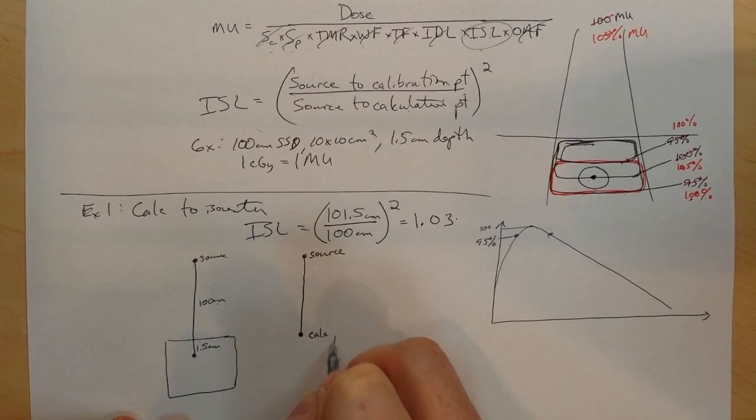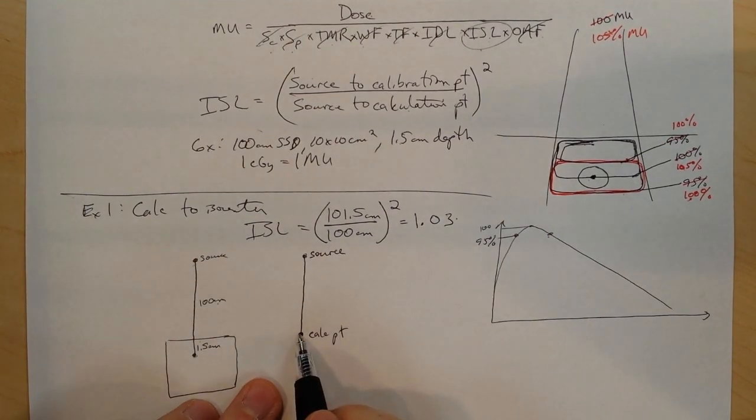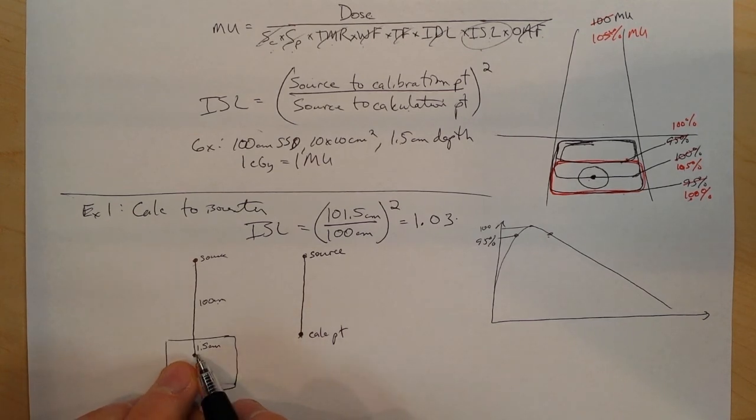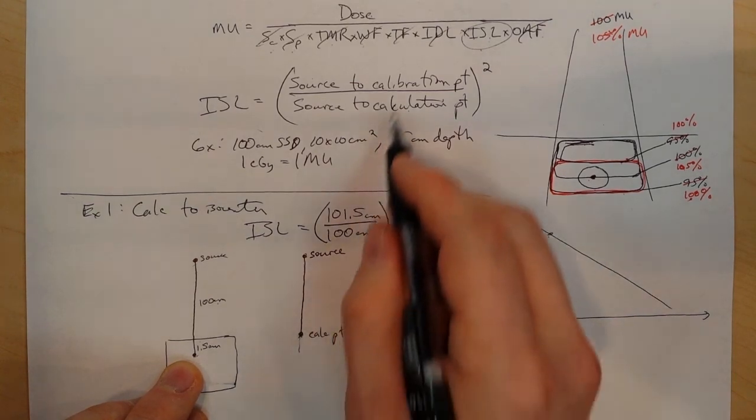Call this calc point. Look at my treatment geometry. In my treatment geometry, I'm closer to the source by 1.5 centimeters. This is where 1 centigray equals 1 monitor unit. Remember from the inverse square law lectures and examples that I've now moved 1.5 centimeters closer to the source. That's why we need to correct for it.